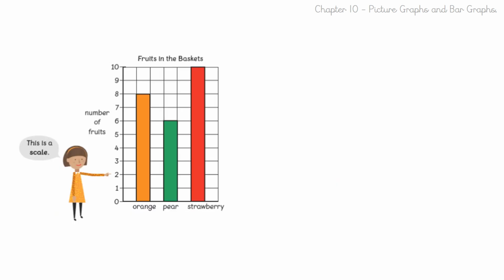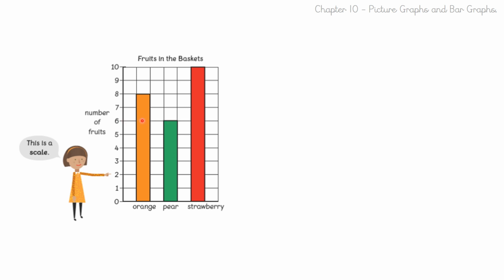Let's see if you can answer some questions. Which is the largest group of fruit? Remember, the number of fruits can be read from the scale on the left. Which is the largest group of fruit? Well done. We can see that we've got 10 strawberries, so the strawberries are the largest group of fruit. And which is the smallest? Easy peasy. Pears. We can see clearly here that we've got just 6 pears.